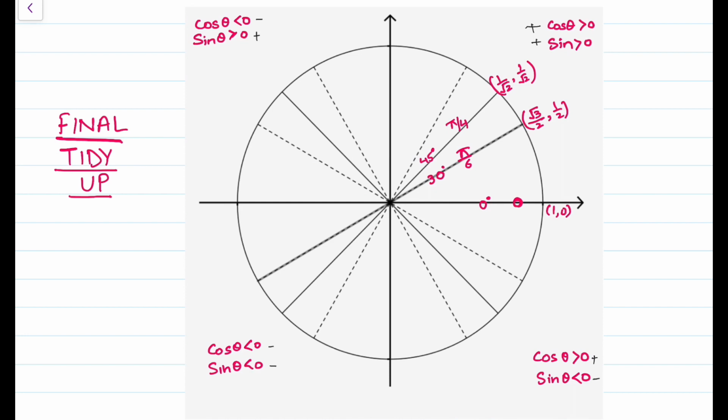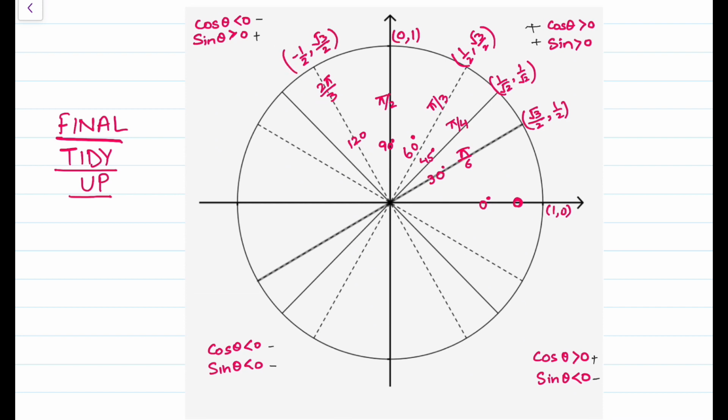The next value is 60 degrees, which is pi over 3, and the values here are half comma root 3 over 2. The next value is pi over 2, which is 90 degrees, and the values here are 0 comma 1. So that is our first quadrant. The next value was 120 degrees, which is 2 pi over 3, and it is minus 1 over 2 comma root 3 over 2.